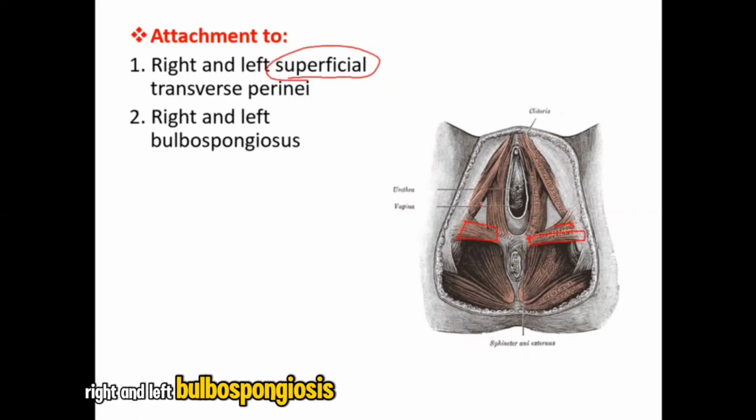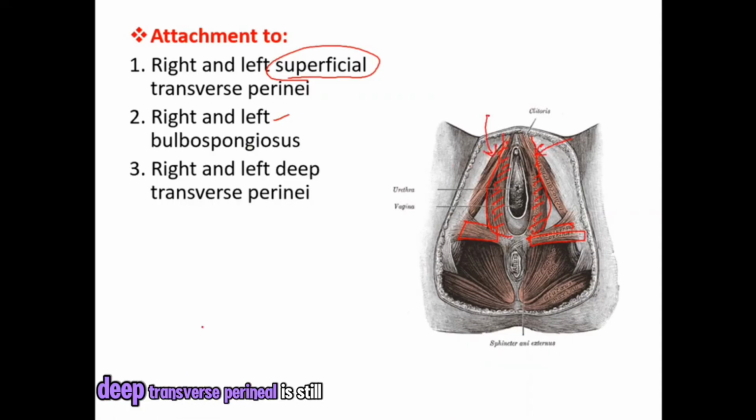Right and left bulbospongiosus. So bulbous and spongiosus, this one. This is the bulbospongiosus muscle, and that is right and left. The two bulbospongiosus muscles are present. Then right and left deep transverse perineal. Still below this is another muscle which is named as deep transverse perineal. In the next slide, I will make it more clear.